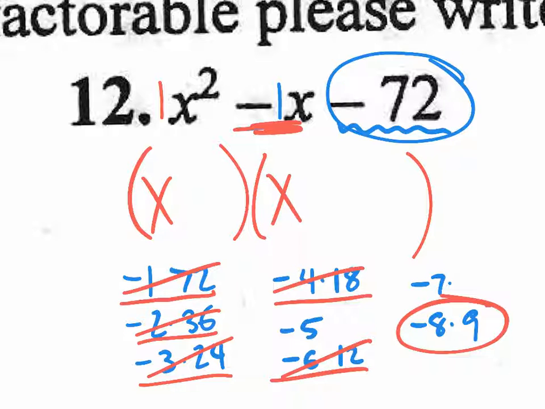Combine these guys, you get the positive 1. But you don't want a positive 1. You want a negative 1. So let's change the signs, and we'll be good to go. Positive 8, negative 9.